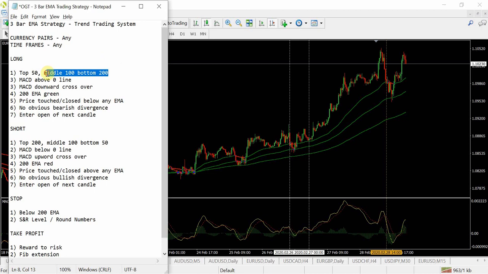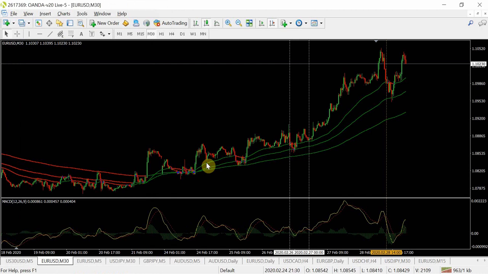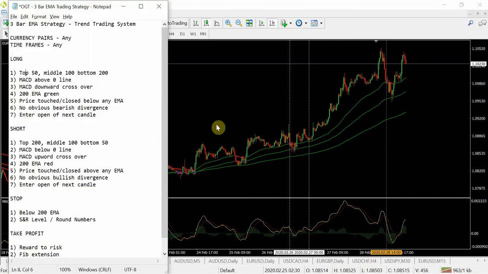I just think of the colors, but you don't really need to worry about that too much at this stage. What we're looking for is the order from top to bottom: the 50 on the top, the 100 in the middle, and the 200 at the bottom. You can see from this area over here that you've got the 50, the 100, and the 200 in that order. And they're all green as well, which is great to see, that we are starting in a phase of an uptrend. That's the first thing we're looking for to determine direction.